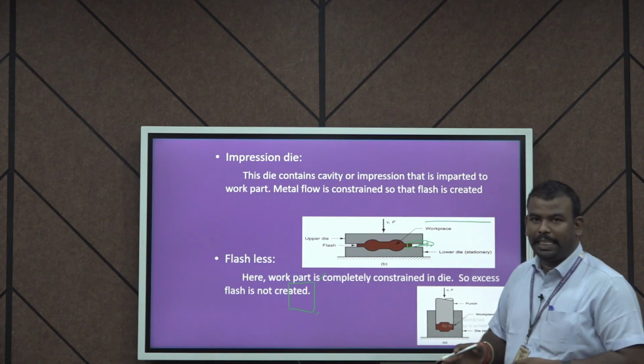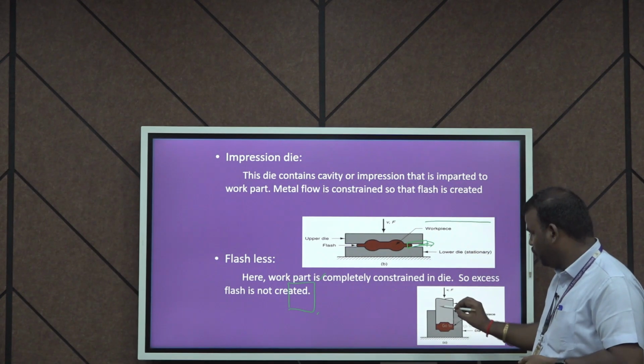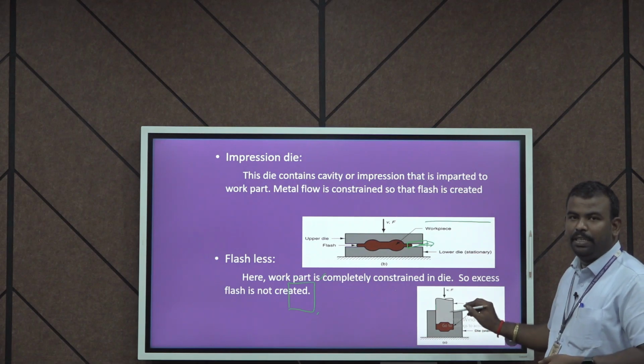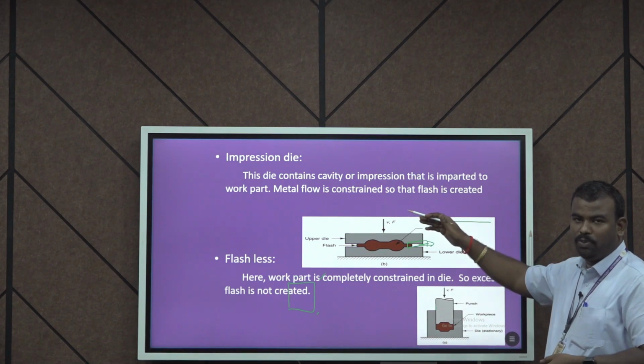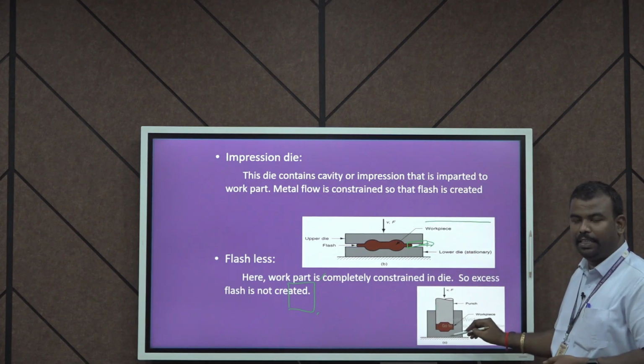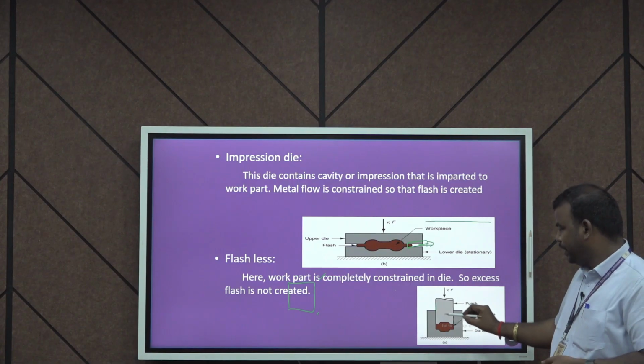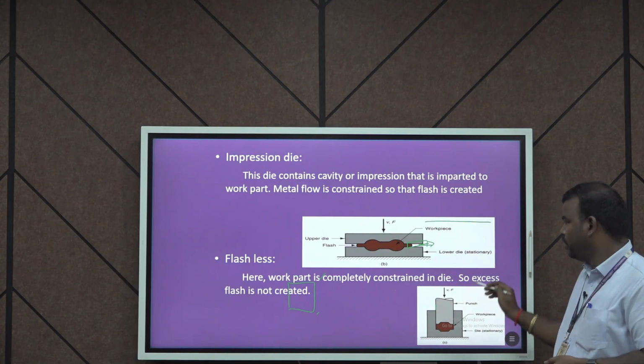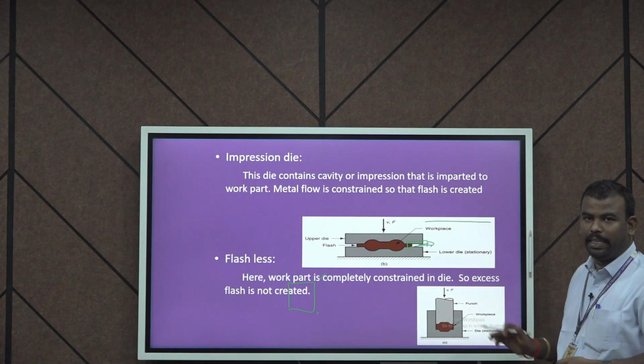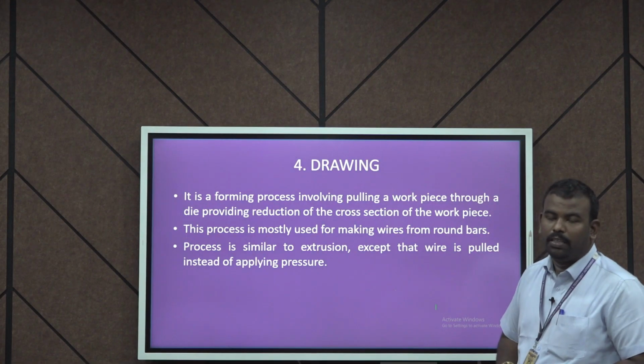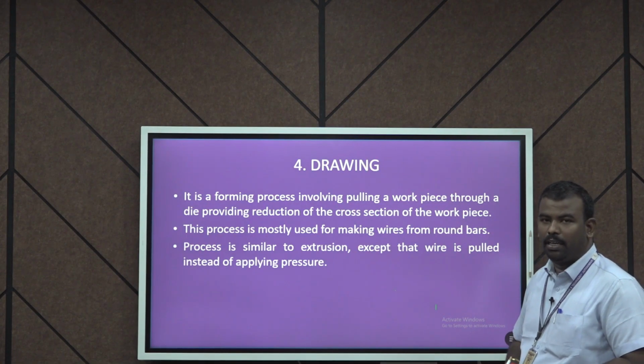The next one is flashless forging. Here a closed die is used, similar to impression die forging. Here also the cavity or some shapes are present, but the die is in a closed condition, so the excess flash is not created. The last type is the drawing process.